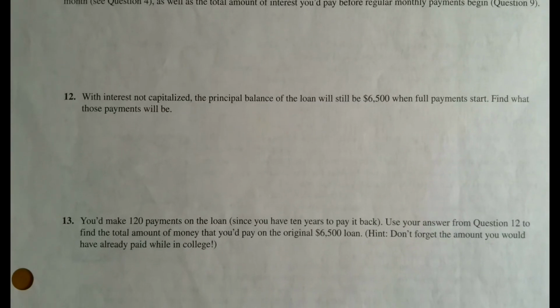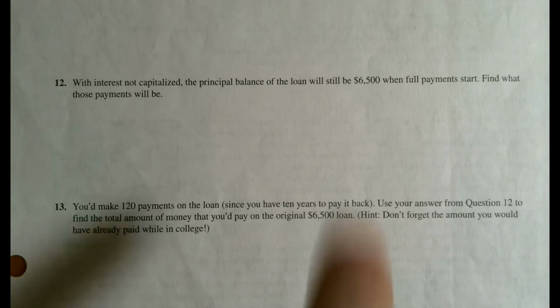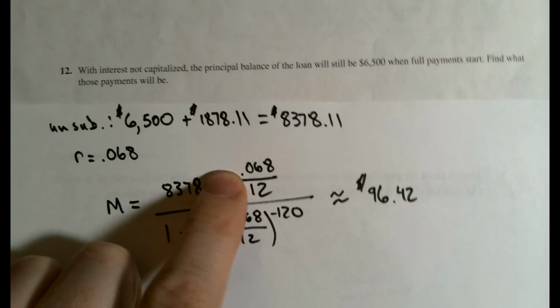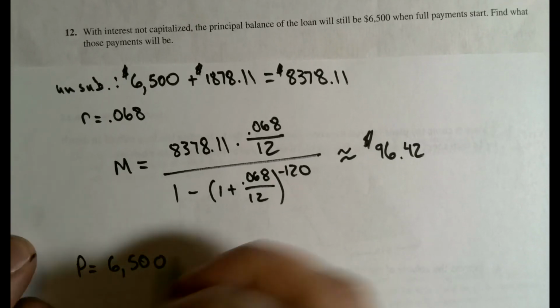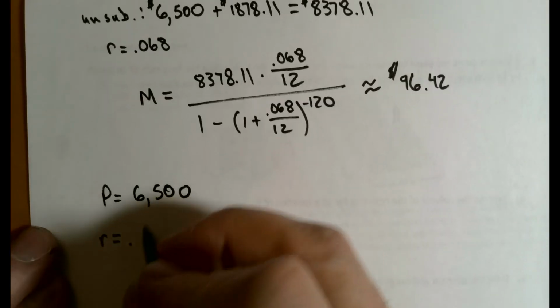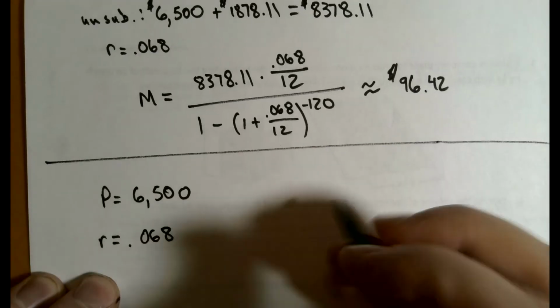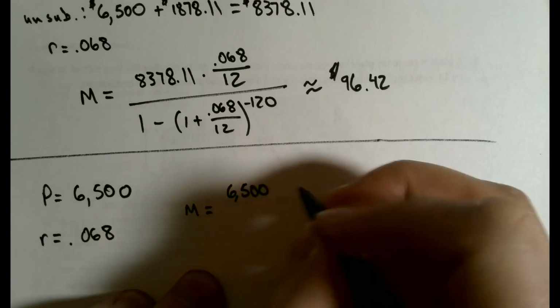So question 12 says, well, what if we got a subsidized loan where the government paid the interest for us, or we made those interest payments ourselves, and when we began our monthly payments, all we had to pay was the $6,500. So we're going to repeat this same calculation, but we're now going to use a P of $6,500 because the interest is not capitalized, with that same interest rate of 0.068, and we're going to compare how this monthly payment pans out. How much do we save by having the government pay it for us, or we pay it ourselves? So put in the new P.